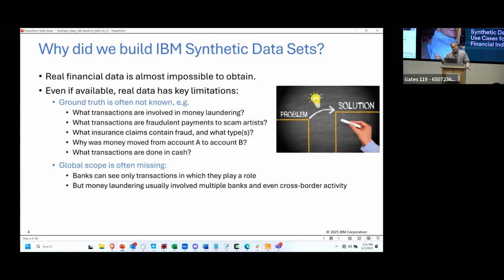And even if you were lucky enough, or you were working at one of these places that actually has real data, the real data has all sorts of problems, like I've said. By UN estimates and others, 95% of money laundering gets missed. So even if you've got real data, you don't really know what's good and bad.